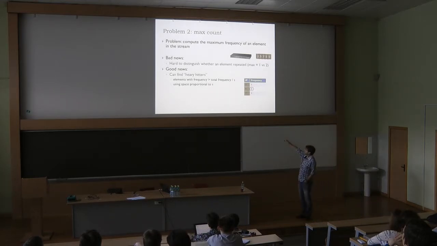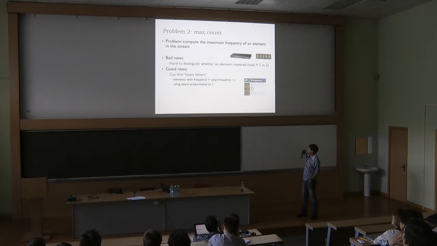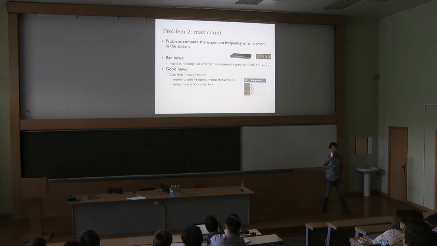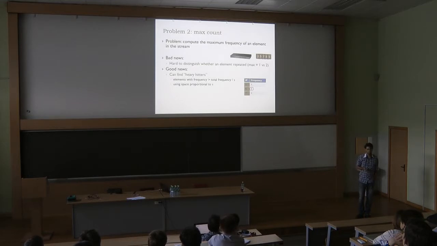So what kind of guarantees do we want? We want elements with frequency bigger than the total frequency, which is just the sum of these numbers, 5 in this case, divided by some number s, right? And the space that we'll be using will be proportional to this factor s. Okay? So does the problem make sense? We won't be doing max count. We'll be doing heavy hitters.